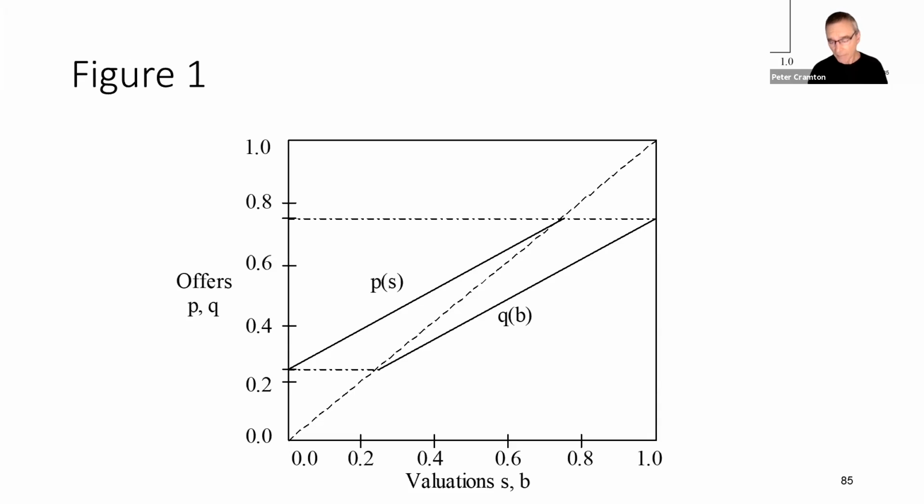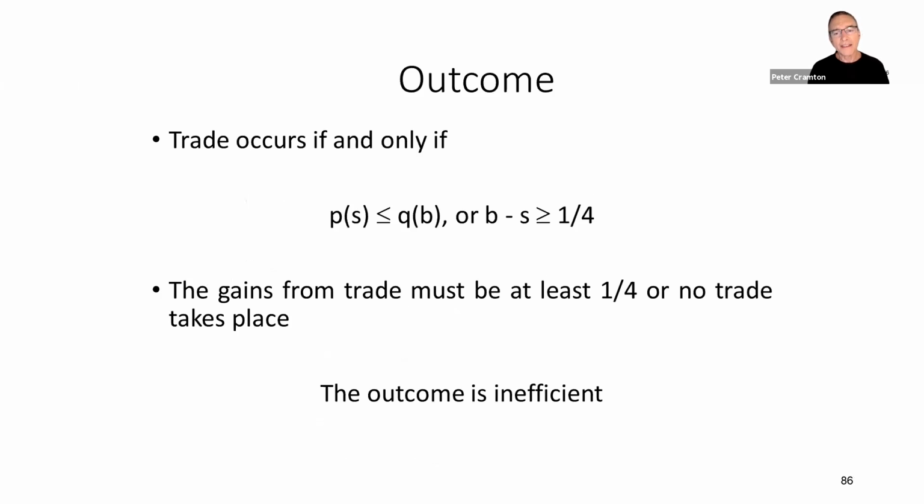One interesting thing when we look at this is that a lot of gains from trade were lost. Basically, the gains from trade had to be at least a quarter, or we would have no trade. So the outcome is obviously inefficient. And the reaction to that might be that this is a bad mechanism. Maybe Chatterjee and Samuelson just weren't smart enough to think of a good mechanism, and that would be a reason to reject the paper, because it's so inefficient.